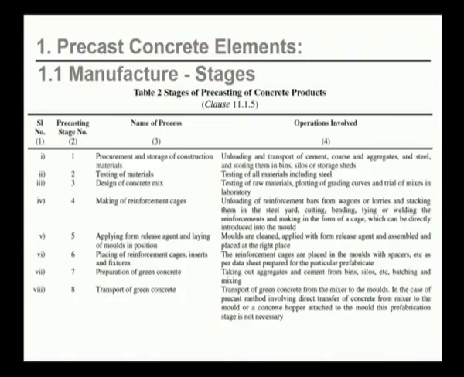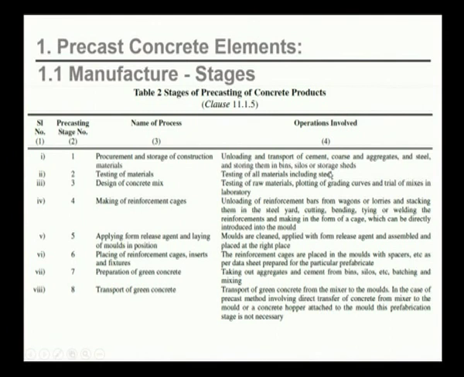If you can see the table here, the various stages of manufacture of precast concrete elements are elaborated in this table. These are the serial numbers. These are the precasting stages, the various stages one by one after the other. These are the names of processes and these are the operations involved. I'll briefly take you through this table. First stage is procurement and storage of construction materials. The operations involved, of course, are unloading and transportation of cement, coarse aggregates and steel, and storing them in bins, silos or storage sheds, etc.